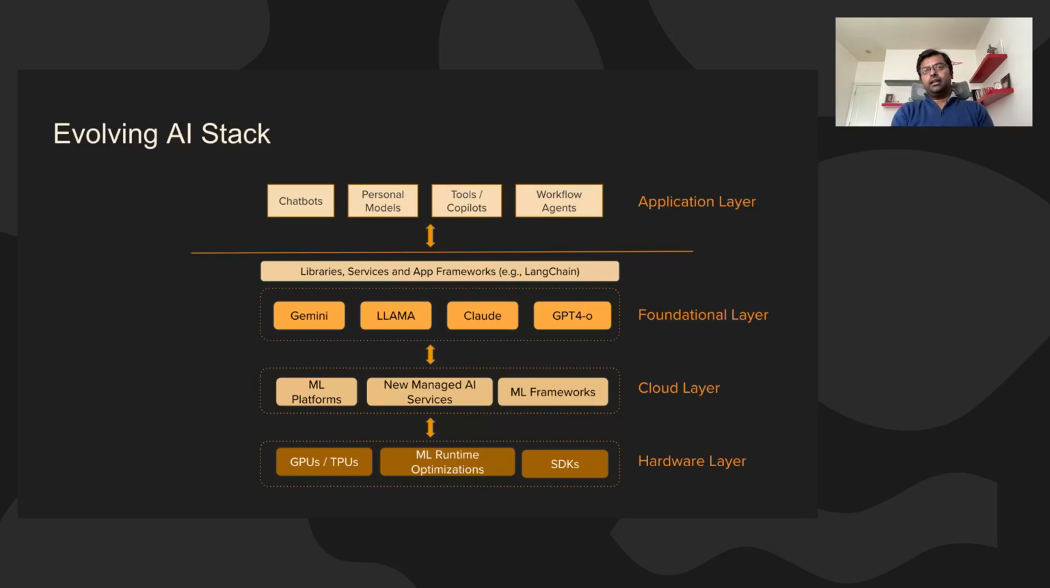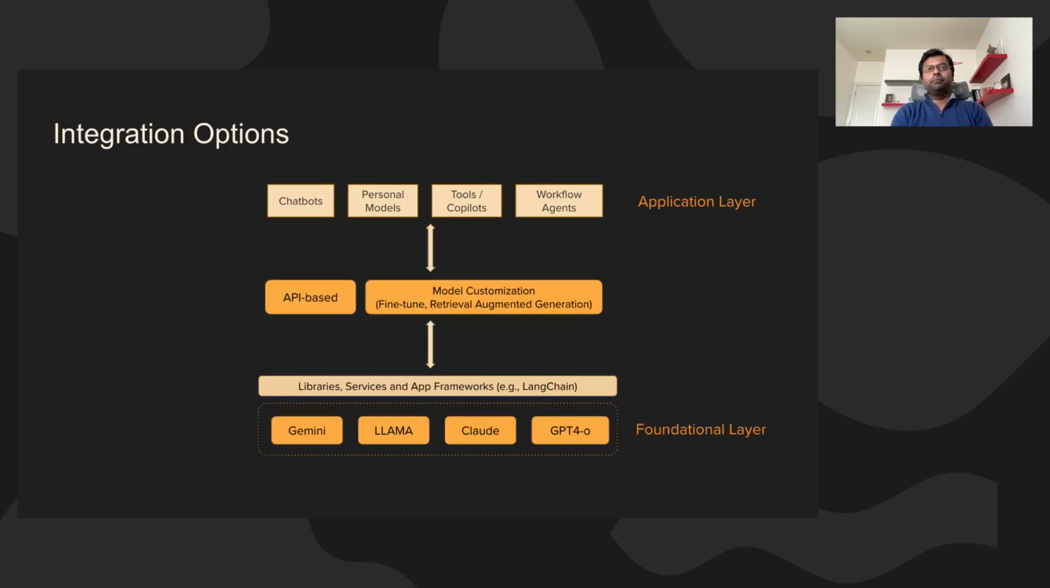Now, this is all great. If you look at it from a stack perspective, if you sit in the application layer and try to look at all the things that are happening below, there's so much happening, and it kind of confuses where to start and how to build a good AI application that leverages some of the best in class services that are offered.